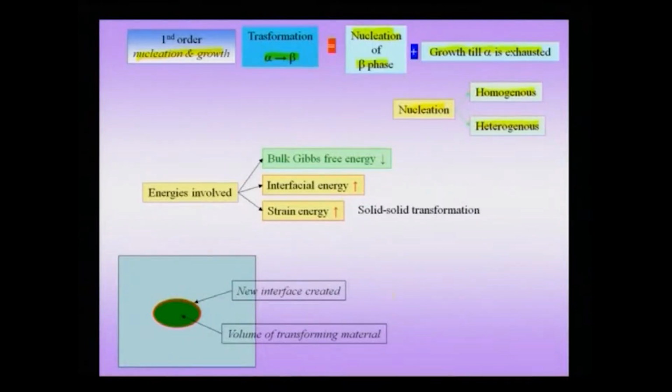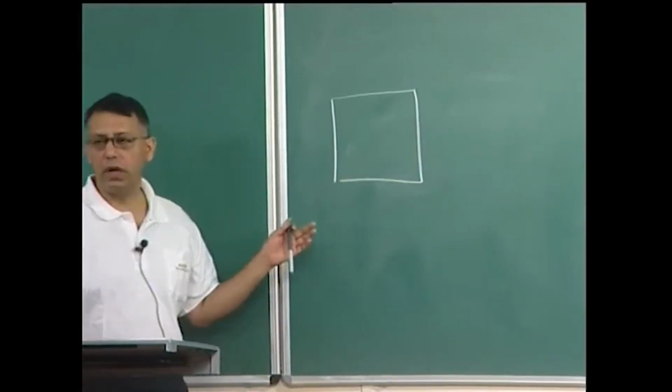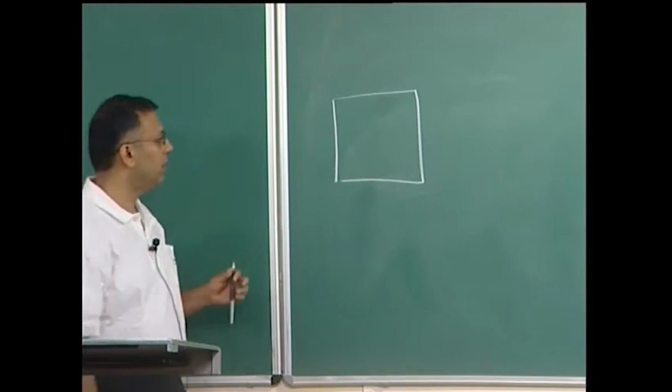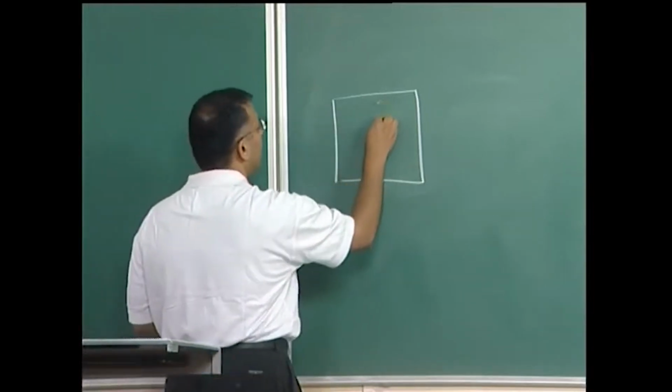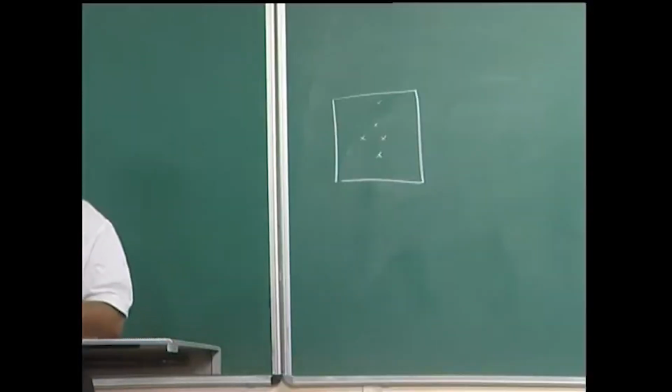In homogeneous nucleation, every point in the medium, suppose I am talking about a volume of alpha, and some region of it transforming to beta, then any point in this material, I can randomly take any point, is as favorable to be a site for nucleation of the beta phase as any other. That means there is no preferred site for nucleation.